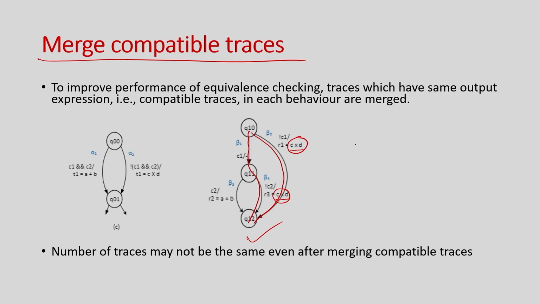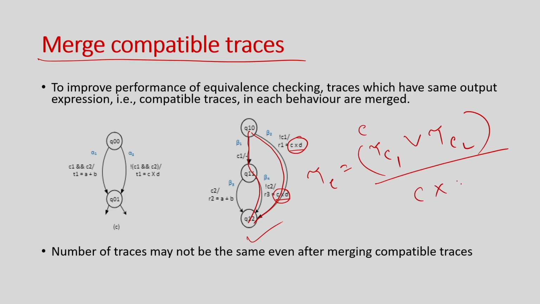So how will I do it? Say the condition of this path is tau C1, and the condition of the other is tau C2. This will be the condition of the merged computation. I will merge into one, and the condition of execution will become the OR of these 2 conditions, and the expression is the same. So the output expression will remain C into D.